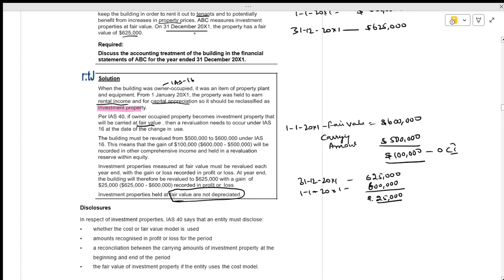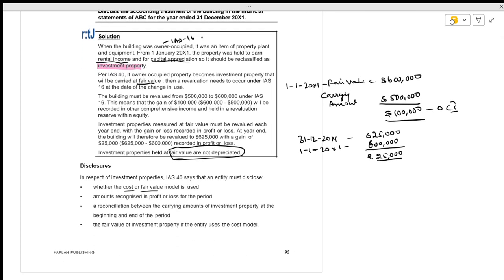Fine. What are the disclosures we have to do? We have to let them know whether it is on the basis of cost or fair value. Is it right? What amounts should be recognized? What amount has been recognized in profit or loss for the period? We have to do reconciliation. That is as simple as that. Beginning and end of the period amounts, to know whether we have got gain or loss.